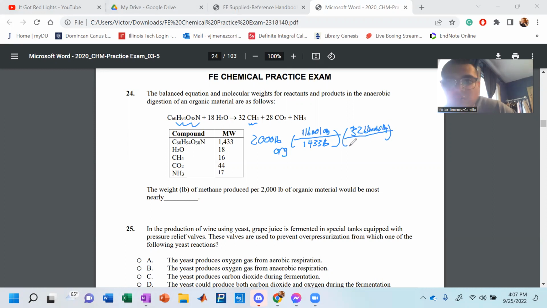For 32 pound moles, there's 1 pound mole of the organic material. And see how everything cancels out, you're left with methane. Now, one final touch. What's the molecular weight of methane? There's 16 pounds of methane.